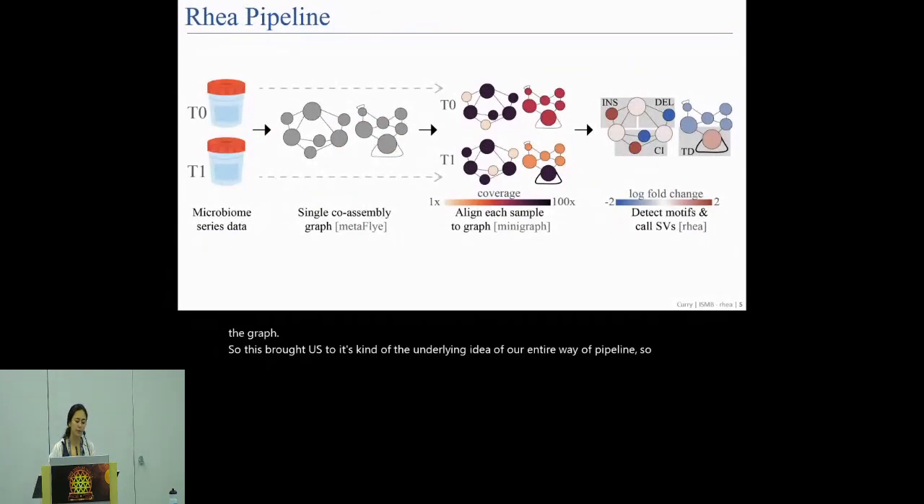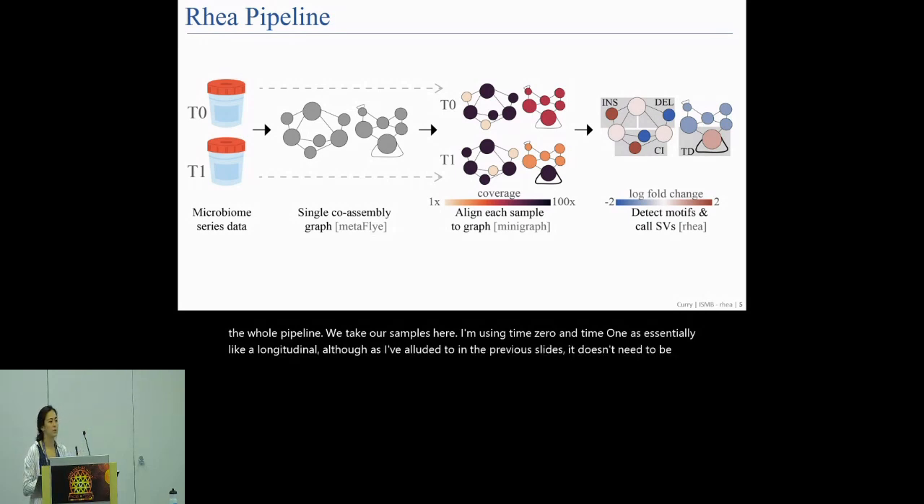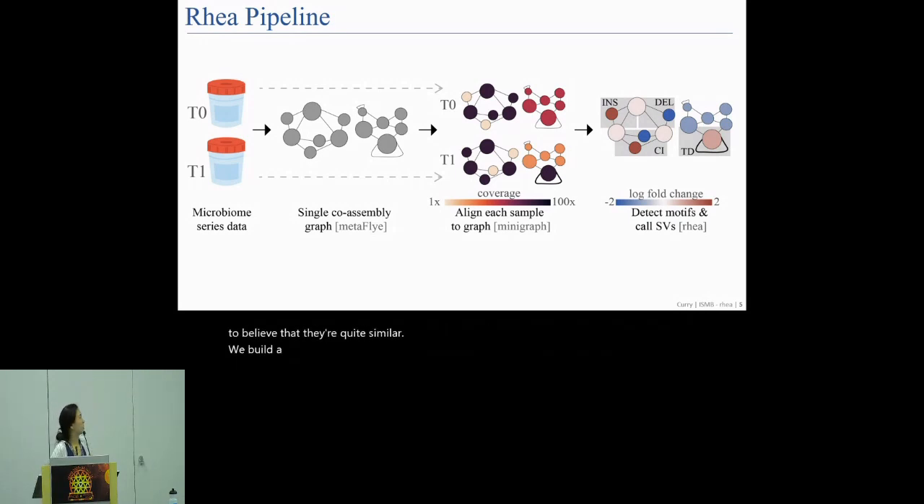So here's the whole pipeline. We take our samples here. I'm using time 0 and time 1 as essentially a longitudinal design, although as I've alluded to in the previous slides, it doesn't need to be longitudinal. You just want your communities to be very, very similar. You have some reason to believe that they're quite similar. We build a single co-assembly graph.